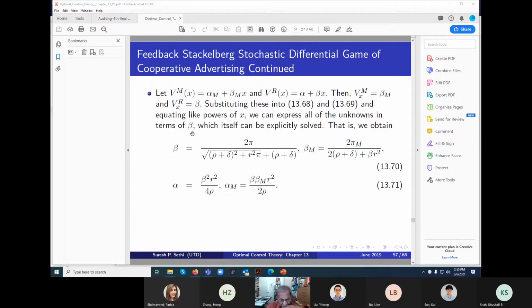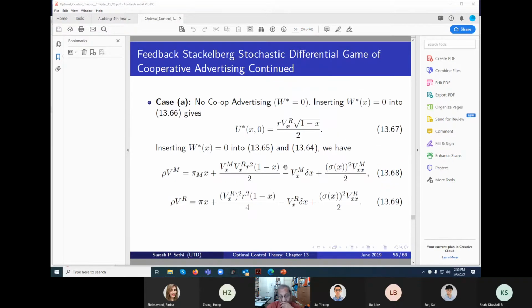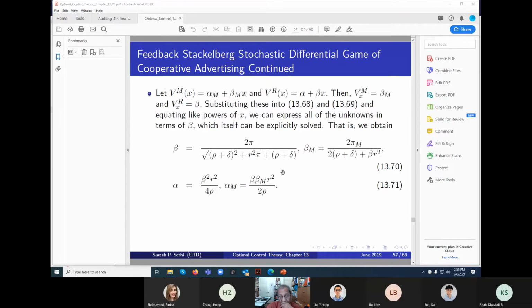And I have then beta m equal to this in terms of beta, and alpha in terms of beta, and alpha m in terms of beta. So I can solve for beta, because that is a quadratic equation in this case. And then once I have the beta, I take the positive root. Once I have that, I can solve for all the other parameters. So this is very easy. This case is very easy, and we have a solution.